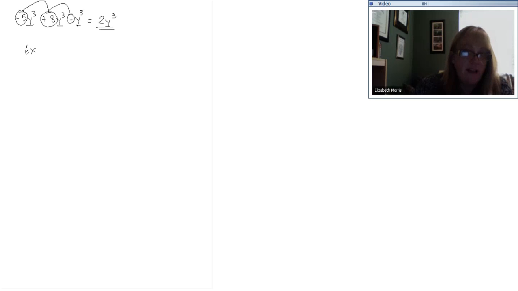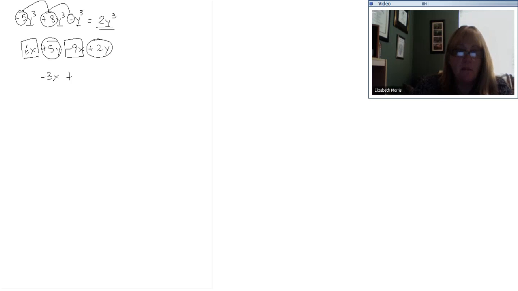What if I had 6x plus 5y minus 9x plus 2y? Combine like terms. The x's are the same. Combine, you get negative 3x. The y's are the same. Combine, you get 7y. Answer.